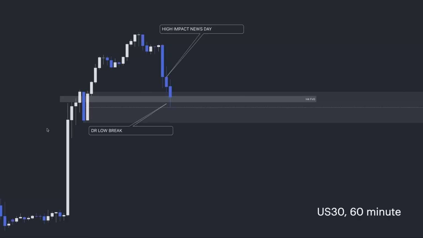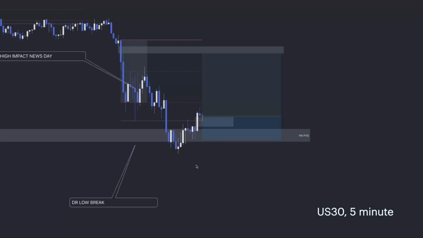If we go to the 60-minute, we can see this down close candle, this bullish order block, the 50% of it. Price taps exactly. Now, if we look back at the 5-minute chart, we can see that this break of the DR low took out this sell side liquidity right at this 4-hour fair value gap. Had a shift, took out this short-term high, created this gap.